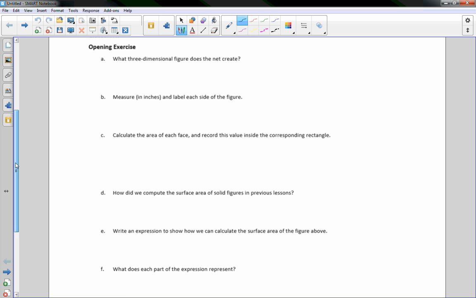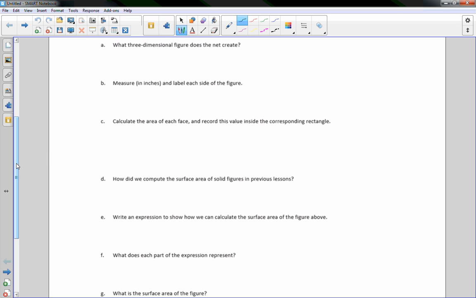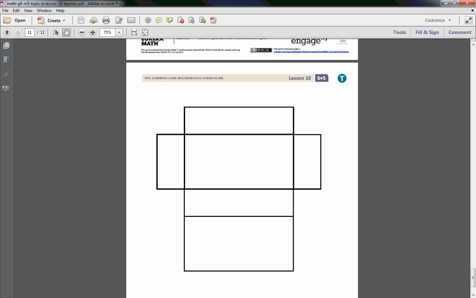So the opening exercise says, part A, what three-dimensional figure does the net create? And you're probably wondering at this point, what net? I don't see a net anywhere. All right, well, in class, I handed out papers that look like this, and that is the net. So looking at this, we're now going to answer those questions.